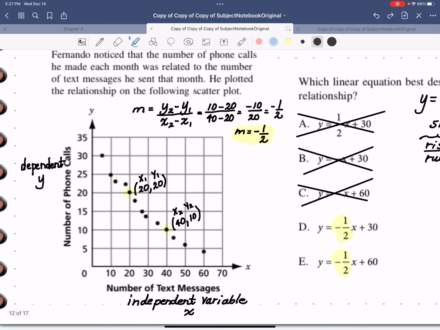30 is very close to this point right here. So we're in the neighborhood of 30. 60 is going to be way up here somewhere that I can't even see. So I'm going to go with D on this one. We're pretty close to the y-intercept at 30.